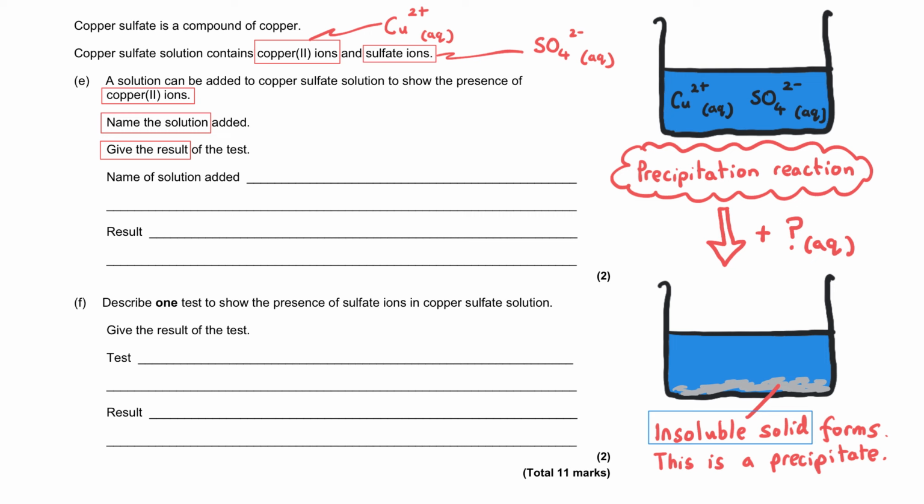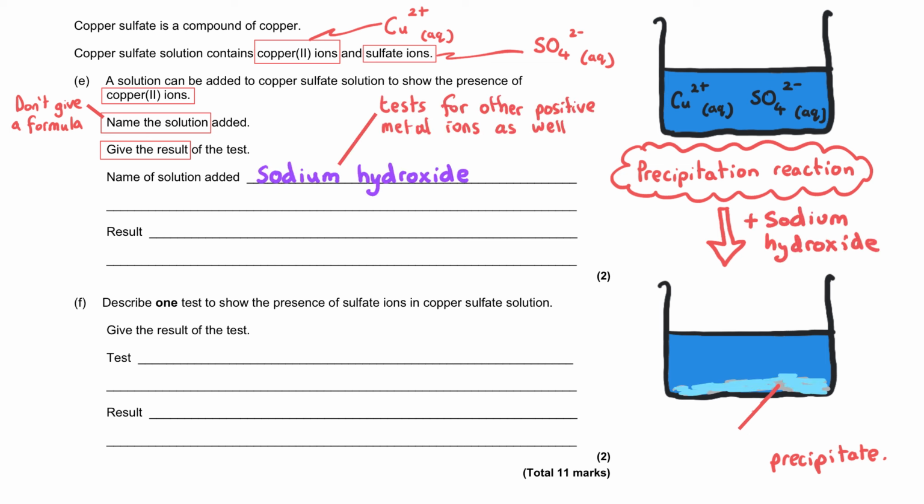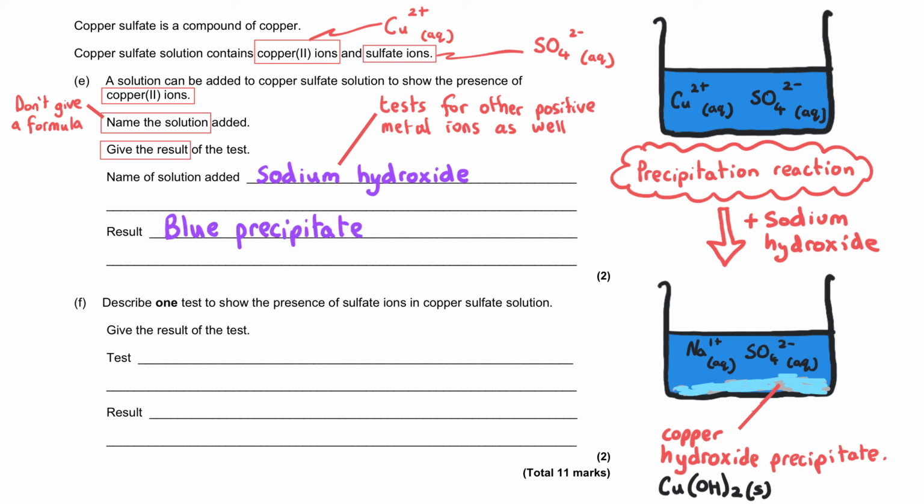And we've been asked to name the solution that we should add here, and so that means that a formula by itself will not be acceptable. And so the substance that gives a result that shows the presence of copper 2 is sodium hydroxide. What happens is the hydroxide ions from the sodium hydroxide react with the copper ions from the copper sulfate, and we make copper hydroxide. And copper hydroxide is an insoluble solid called a precipitate, and it is blue. And so the result that we would need to share here is that this is a blue precipitate.